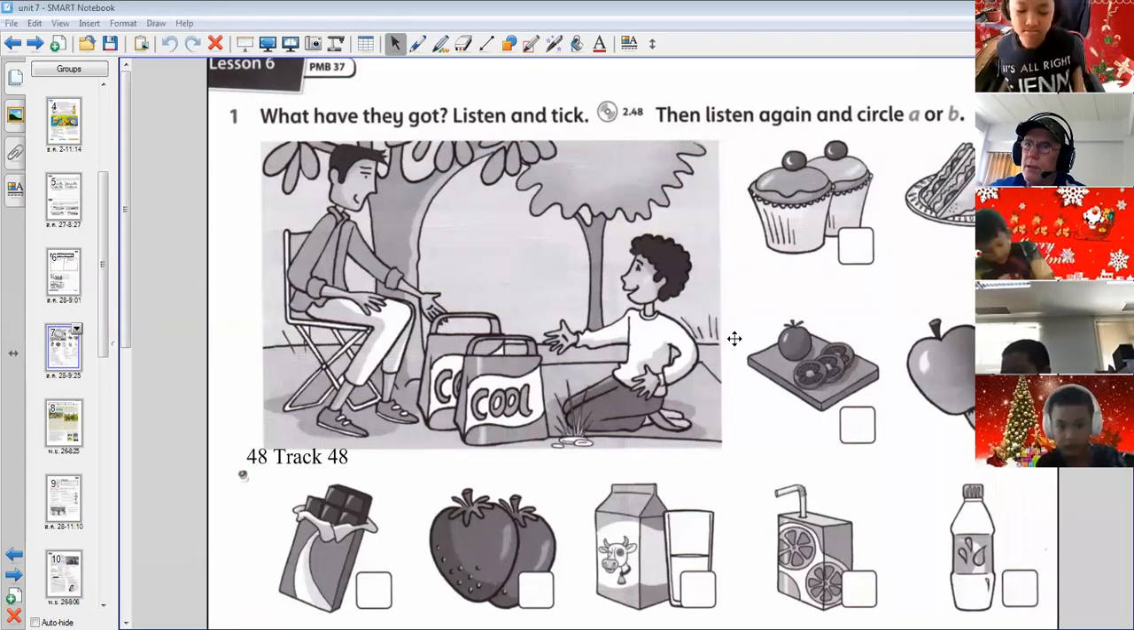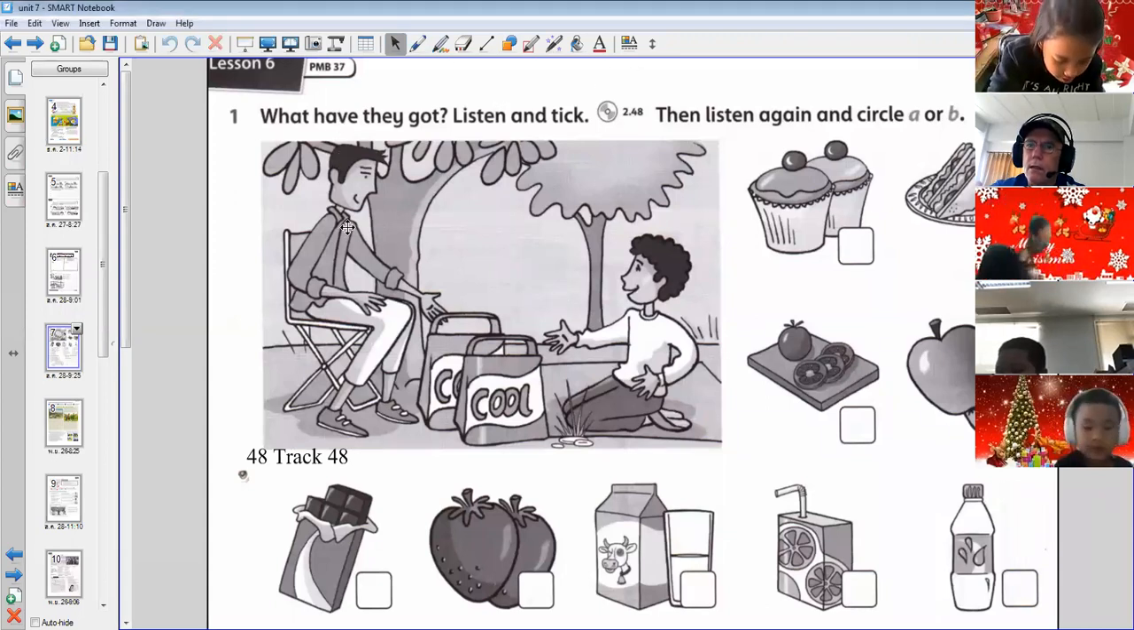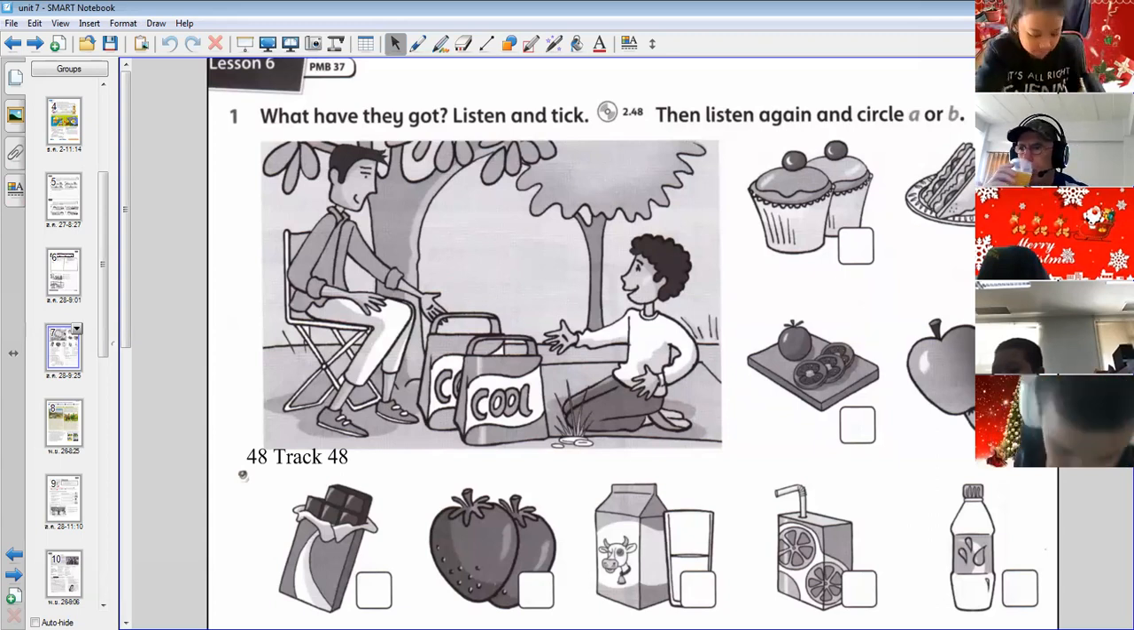Now, what you have to do is listen when I play the sound, and if they have got cakes, then you tick cakes in the box. If they haven't got cakes, then just don't do anything, okay? Leave the box empty. Okay, so let's try that now. Listening 2.48. Listen and tick.